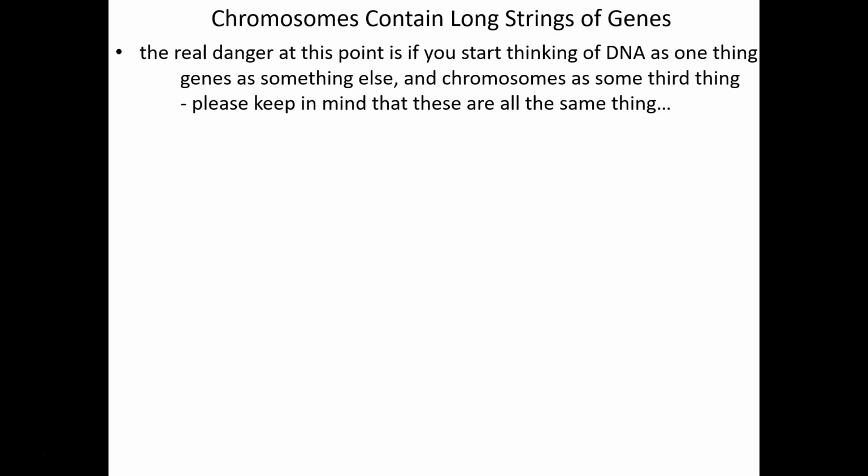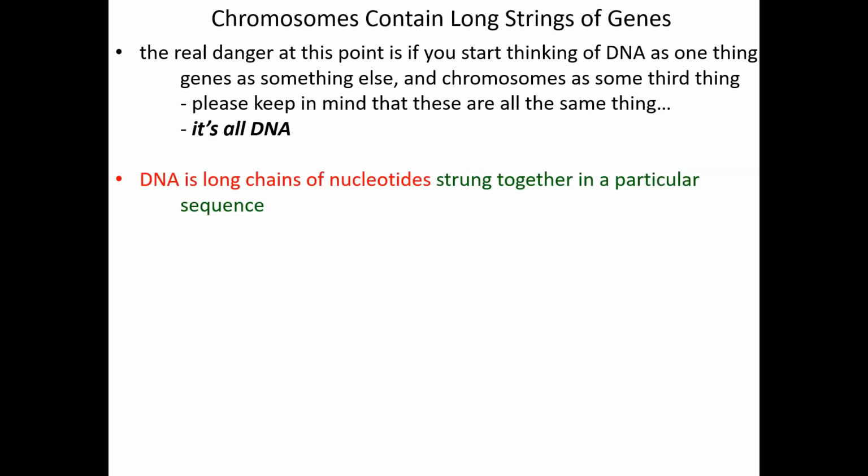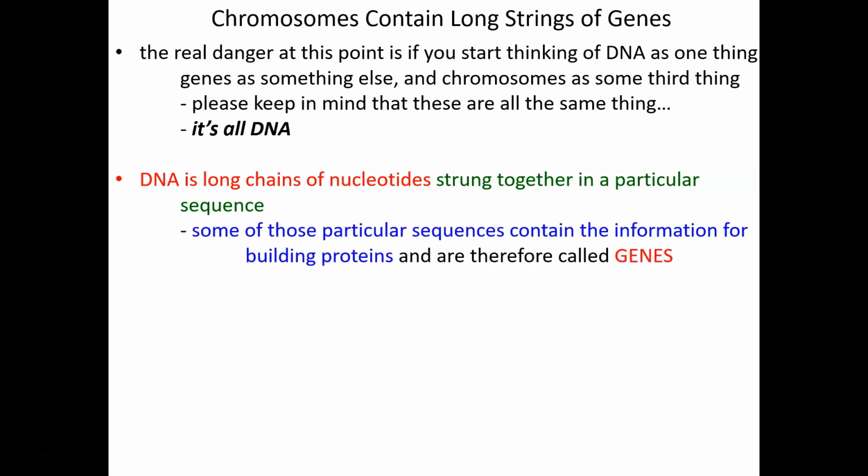Chromosomes have genes in them. DNA makes chromosomes. Genes are made of DNA. Like DNA, genes, and chromosomes, they are all largely synonymous. It's all DNA. So how do these terms actually fit together? Well, DNA is always going to be long chains of nucleotides strung together in a particular sequence. That's what DNA is, a double-stranded helix of nucleotides. Some of those particular sequences contain the information for building proteins, and we call those regions of DNA genes.